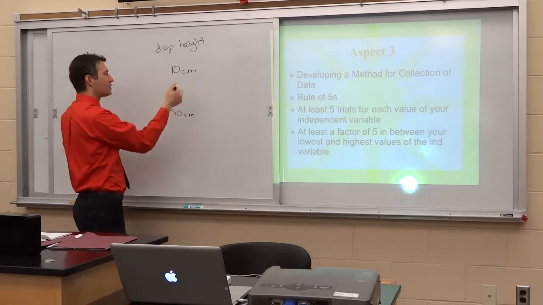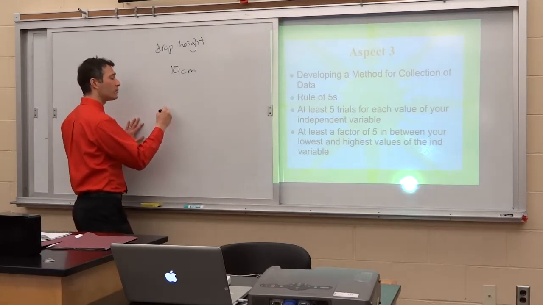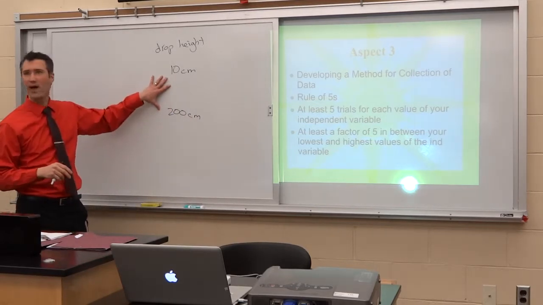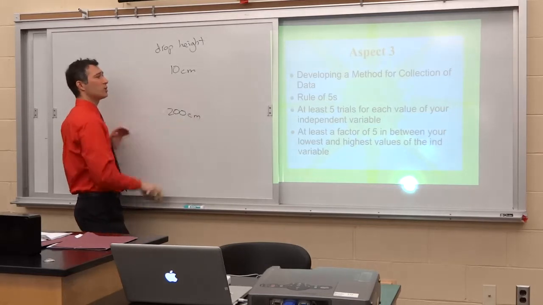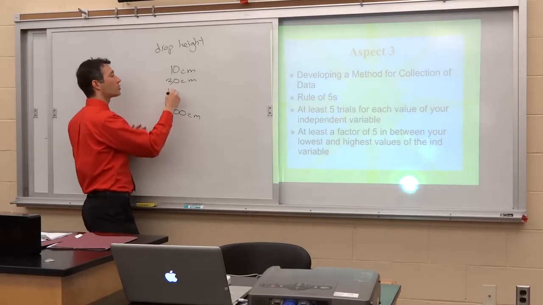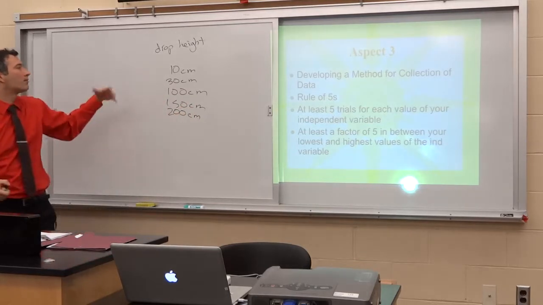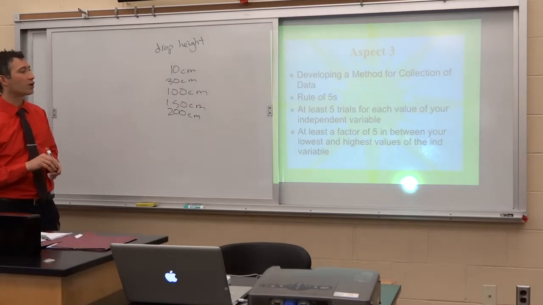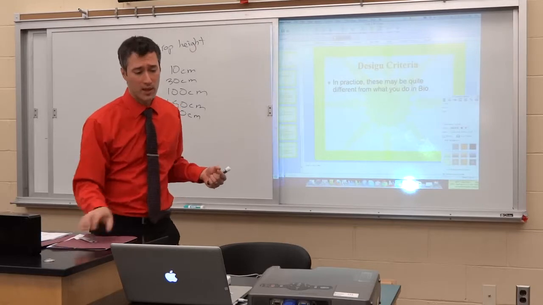And then let's say that I do better than the rule of 5. Let's say I do go up to 2 meters or 200 centimeters. You don't have to do an even spread, right? You could do 10, maybe you want to do 30 centimeters because you have a ruler that goes up to 30 centimeters, that's fine. Maybe you want to do 100 centimeters, 150, whatever. I mean, you could make it even if you want, but there's no rule that says it has to be an even increment between your trials. That's pretty much all that I have for you on the design criteria.